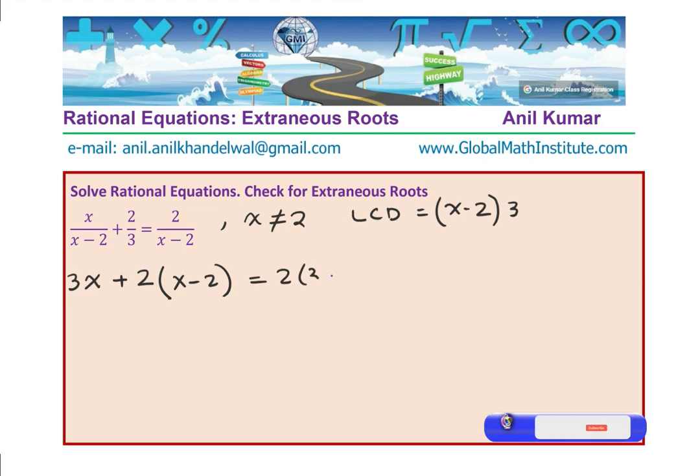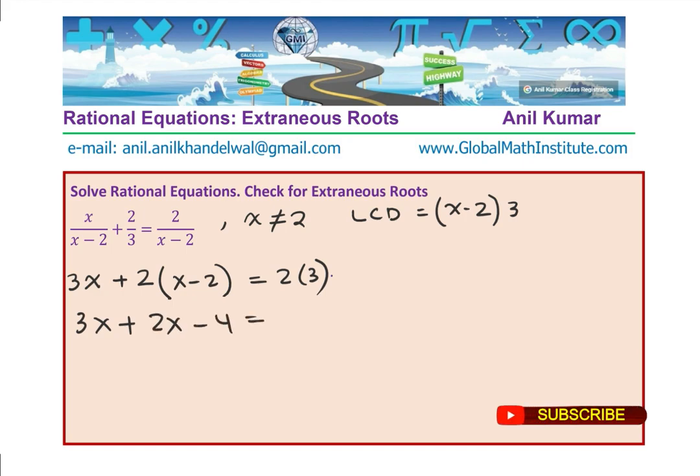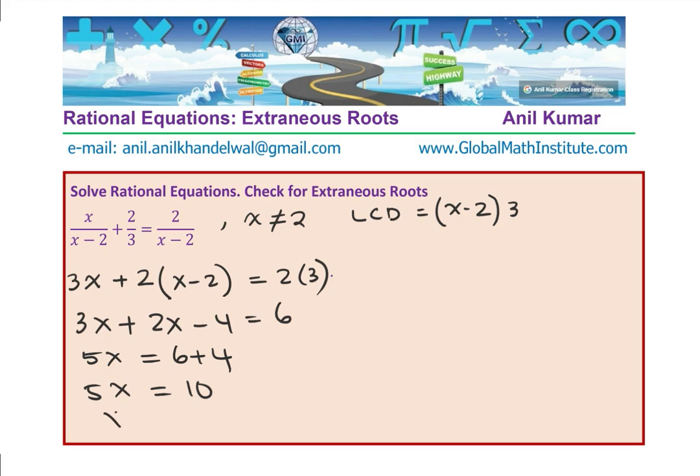So we get x times 3, plus 2 times x minus 2, equals 2 times 3. Perfect? So let's bring all the terms with variable on the left side. First let's open this up, and what do we get, right? We get 6 on the right hand side. 3x plus 2x is 5x. We'll take minus 4 to the right side. So we have 5x equals 10, and x is equal to 10 by 5. So what do you get x as? Which is 2, correct? So in this case, we get our solution x equals 2.